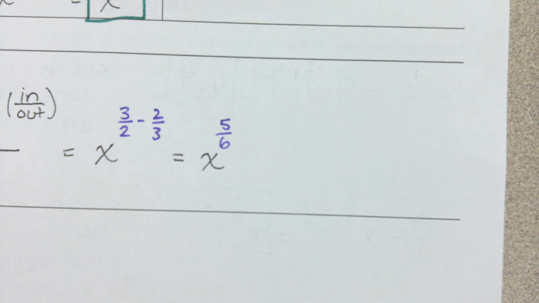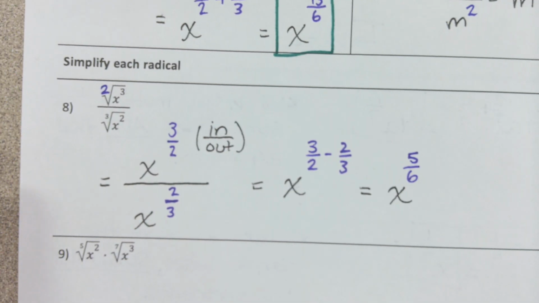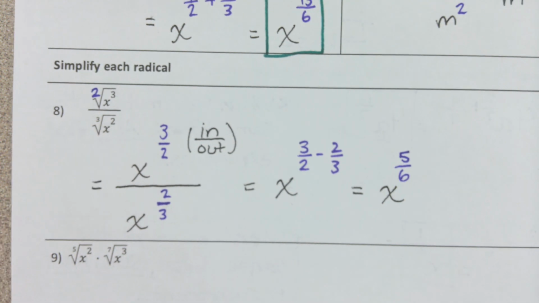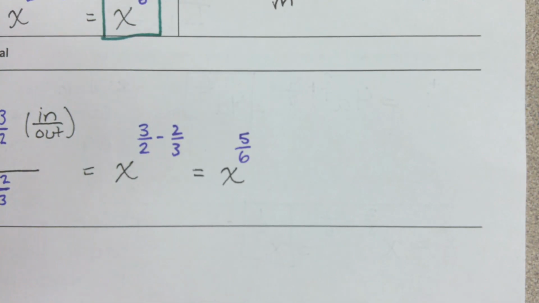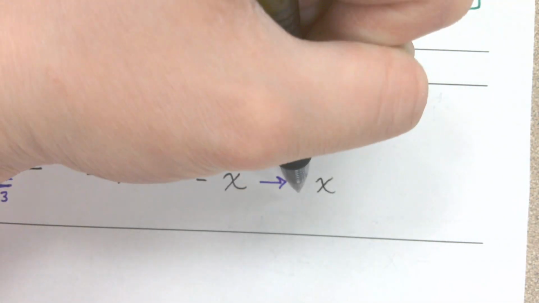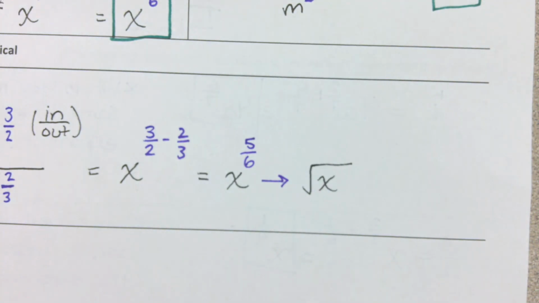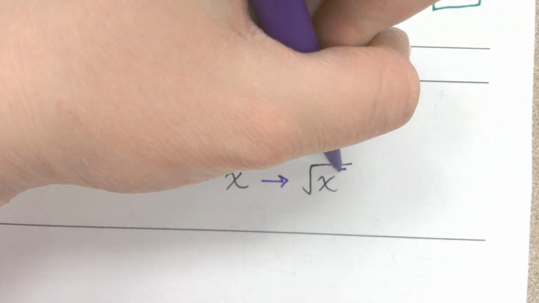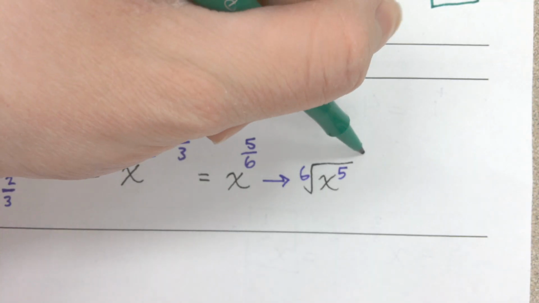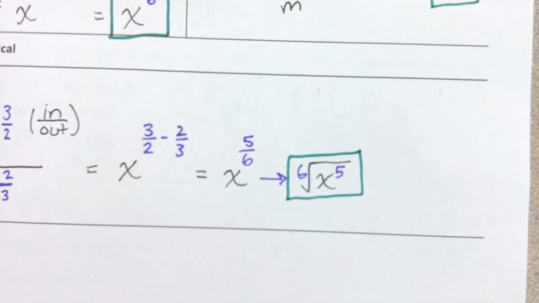While this is the answer, I am technically not done. Simplify each radical. We started with radicals, we need to end with radicals, so we need to put it back. Again, in over out. The 5 will go inside with the x, and the 6 will go outside as the index. That is my final answer there.